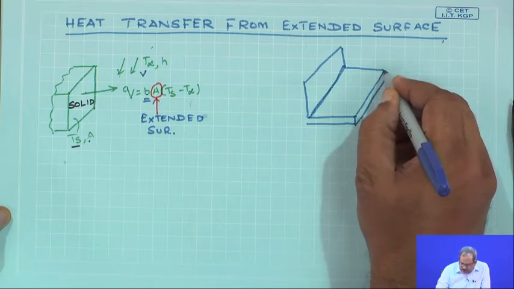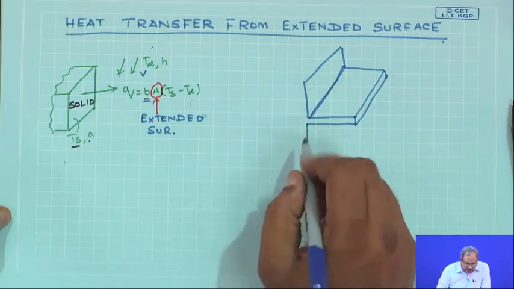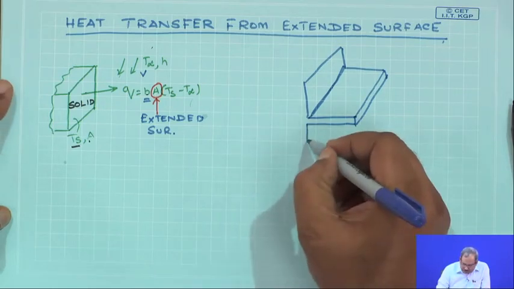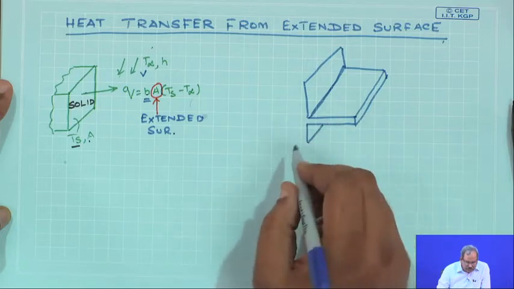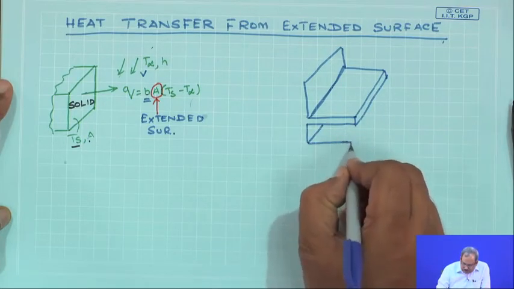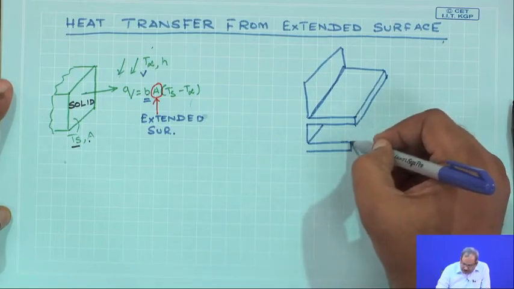This is what the fins look like. Example of extended surface area.